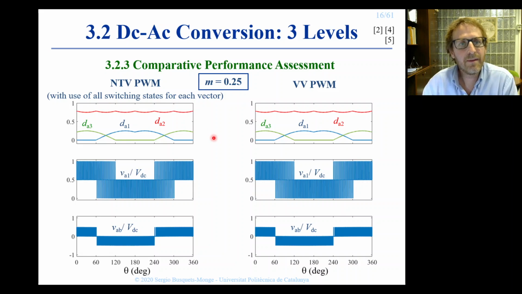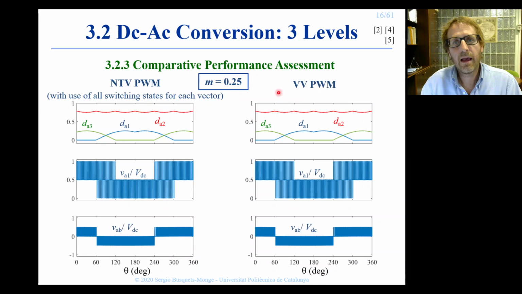In the following slides, we will see how this pulse width modulation strategy, the virtual vector pulse width modulation strategy, compares to another NPC strategy, the conventional nearest three-vector pulse width modulation strategy, where we use all switching states for each vector. This NPC pulse width modulation strategy that uses all switching states for each vector has the property of generating the minimum harmonic distortion at the AC output. So it is a quite competitive strategy because of this feature, okay?